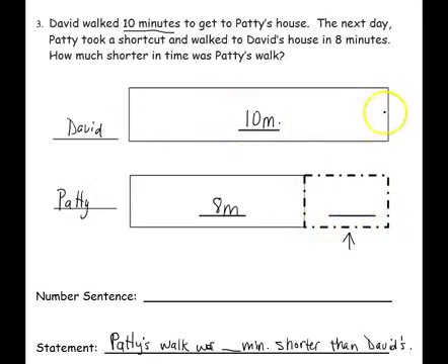Well, if David's whole tape is 10 and this portion of Patty's tape is 8, then the missing piece must be 2, because 10 is made up of 8 and 2. So the difference between the two times would be 2 minutes. And we found that by taking the 10 minutes that it took for David to walk, minus the 8 minutes it took for Patty, and the difference between the two is 2 minutes. So Patty's walk was 2 minutes shorter than David's.